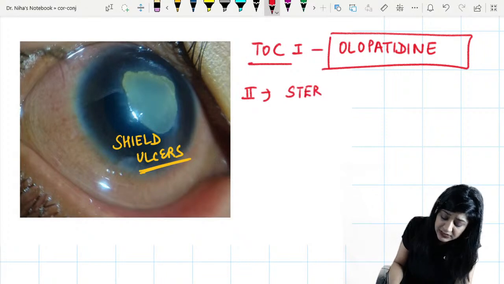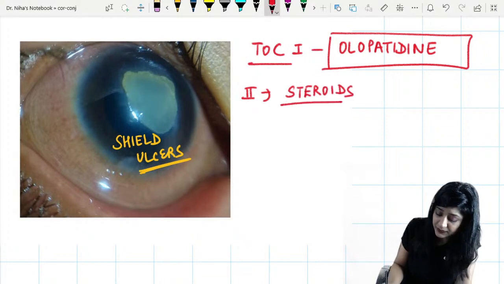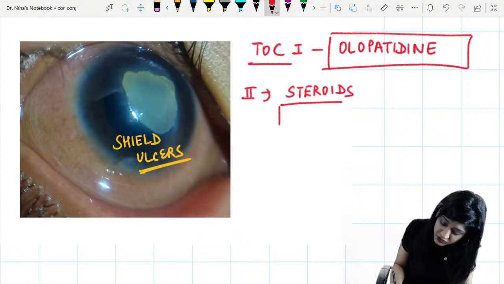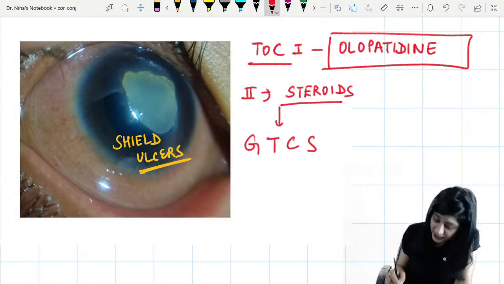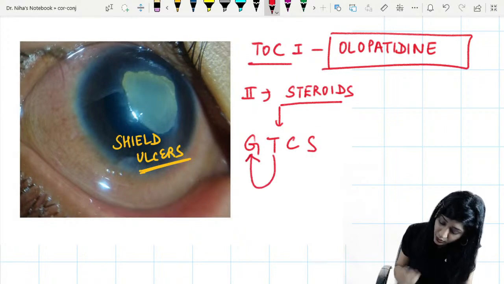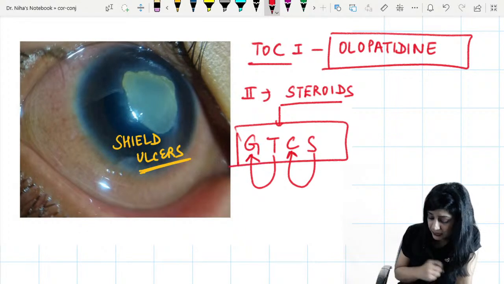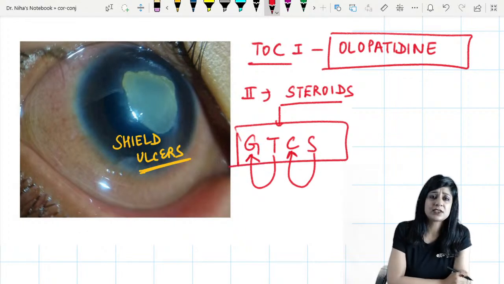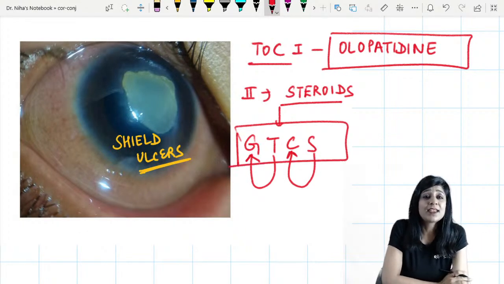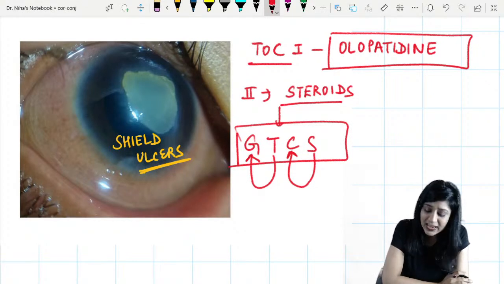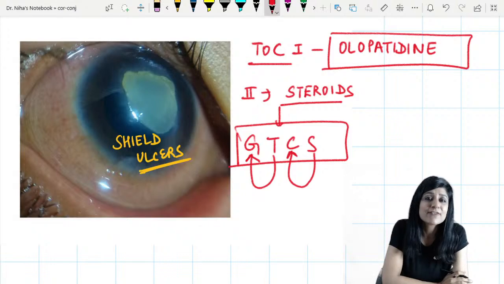Why not the first line of drugs for the steroids? Because steroids can cause GTCS. Topical steroids can cause glaucoma, and systemic steroids can cause cataract. So always remember the mnemonic GTCS, and that is the reason. I do not want that I treat the allergy, but I am causing the cataract and glaucoma in a young male. So that is why I am not giving the steroids as the first choice.